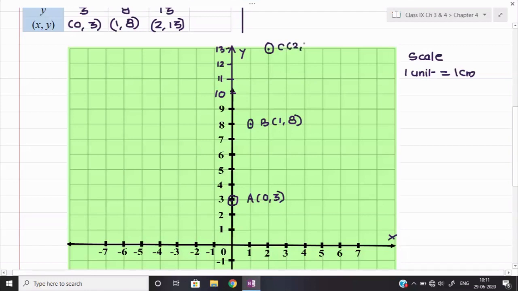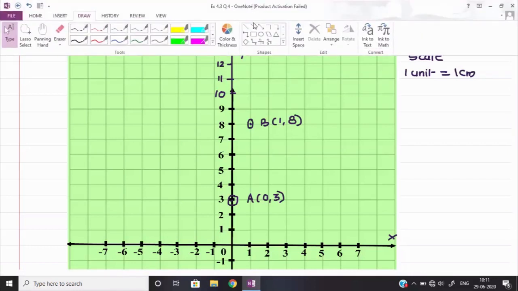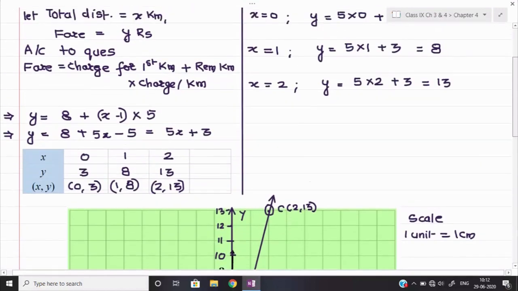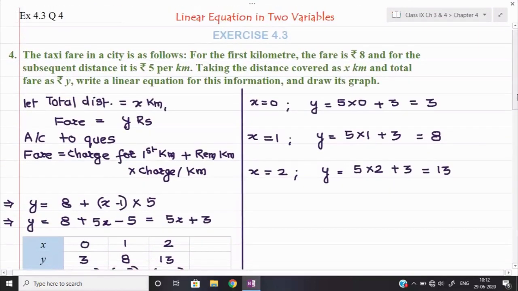Okay, (2, 13). Now we shall join all three points which are coming onto the line. So let us join them. Let me draw a line between them. Yes, correct. So in this way we can easily draw the line and plot the given coordinates of the equation. You can see here also we are getting perfectly a line. So you can see how we have done this question, a very important question.